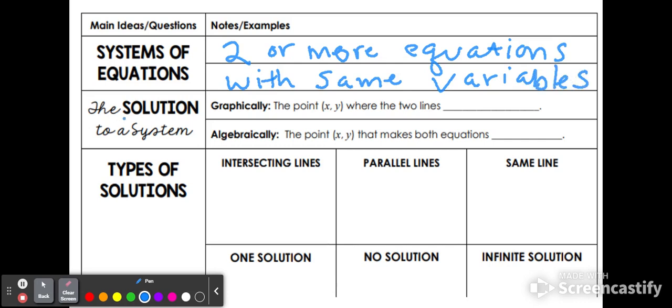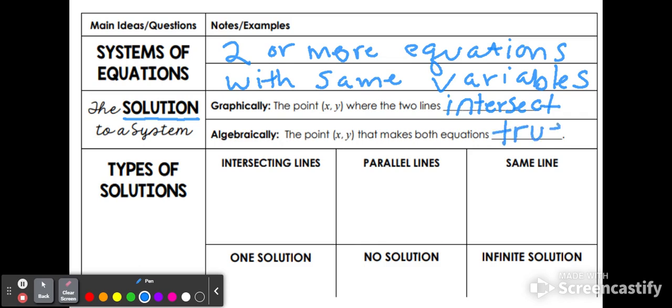When we're talking about an answer or a solution to a system, there could be different scenarios. We talked about those today or yesterday. And once we graph these, if they intersect, then the point x comma y is where they intersect. So that becomes the solution. We'll talk about that in a moment. Algebraically, it is the point x, y that will make both of my equations true.